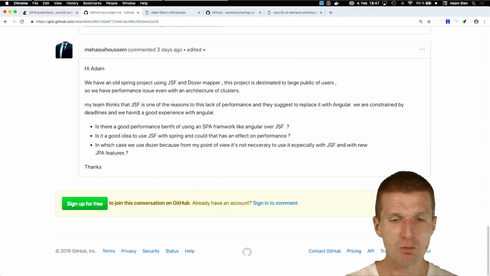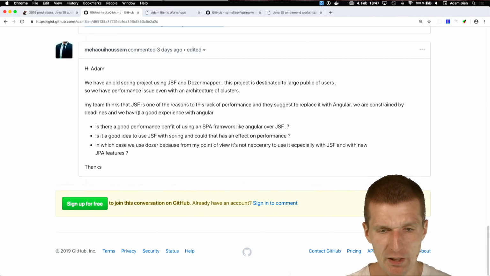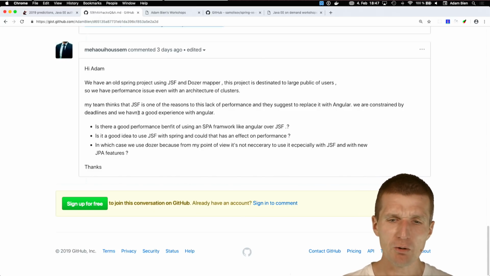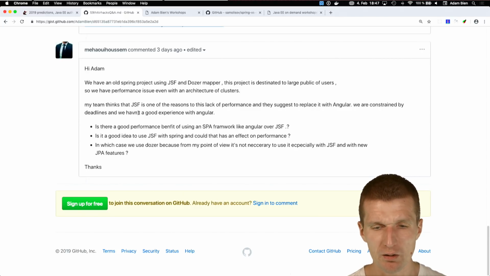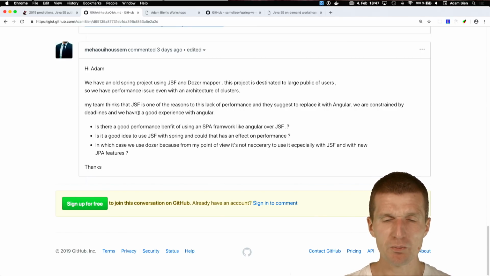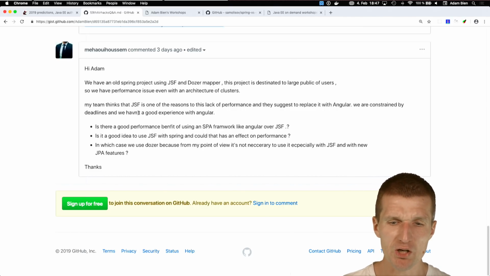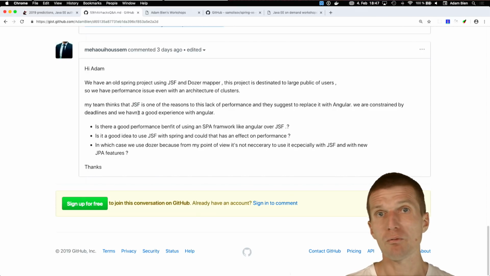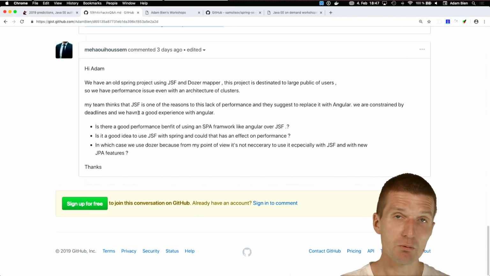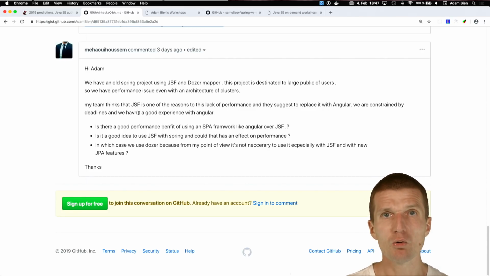But let's say you manage this and still like the result. Is there a good performance benefit of using an SPA framework like Angular over JSF? And forget Angular, like SPA, any framework, or no frameworks, like web standards, what I'm doing, and JSF. The answer is you cannot compare them, because SPA is client-centric, JSF is server-centric. It means what you get out of JSF is the data binding. If you have a form, and you add data to the form, the data gets automatically replicated and validated on the server. In SPA, you will have to do it by yourself.